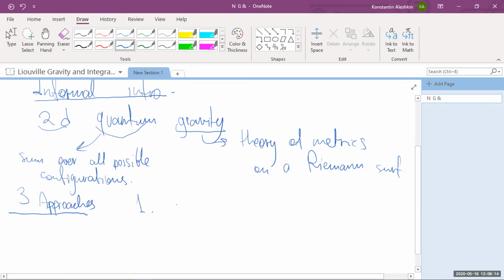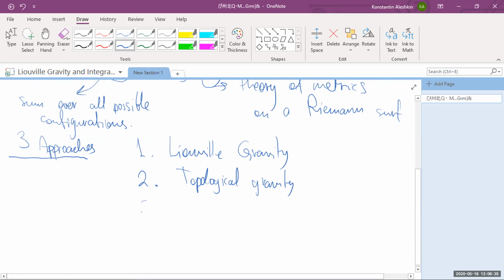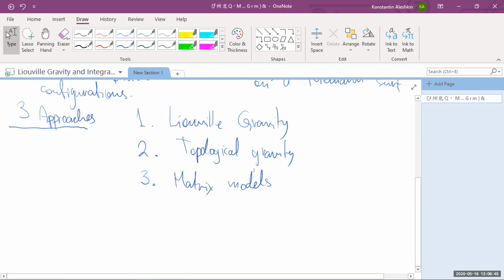One is Liouville gravity, and I'll speak about it a lot today. Then there is topological gravity. And then there are matrix models. Today I won't speak a lot about matrix models, but I'll tell the connection anyway. My main goal is to give some connection of this Liouville gravity to these two approaches. So, Liouville gravity.